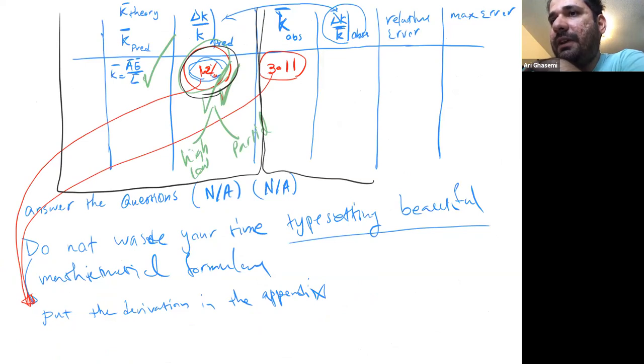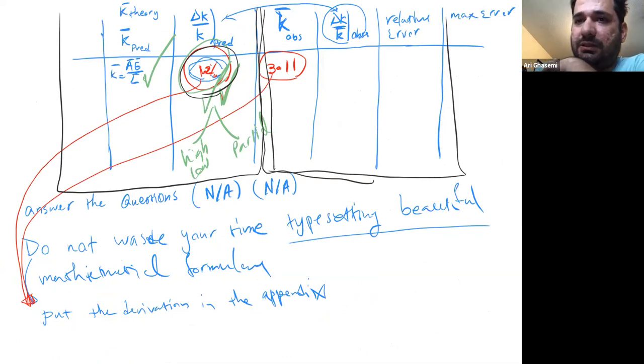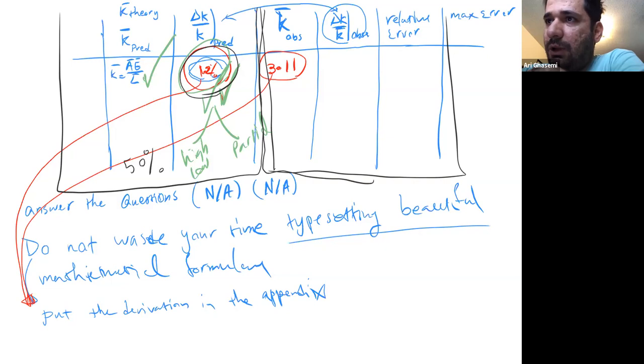So we have covered 50% of this table. 2 columns on the left. What about 2 columns on the right? K observed, delta K over K observed. And then we go to relative error. These are easy. Relative error, max error. They have just a formula. You use that formula to find the error. But what about these 2?